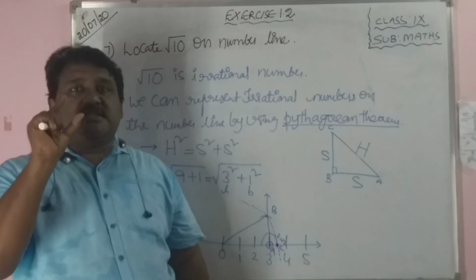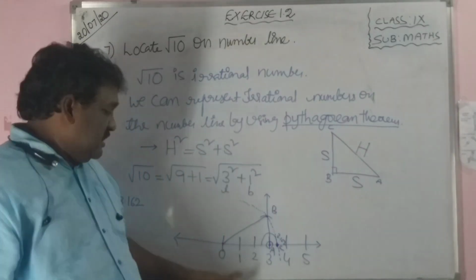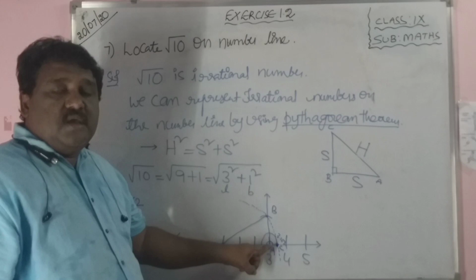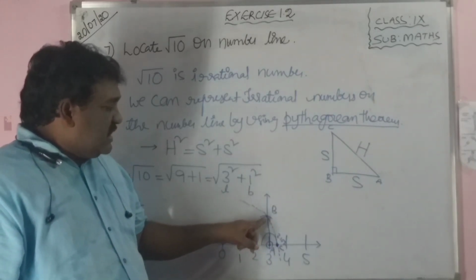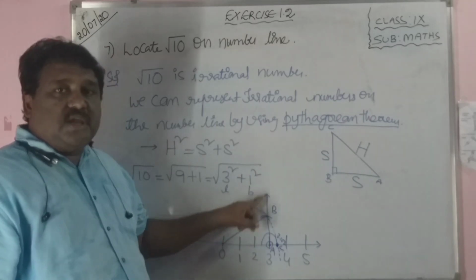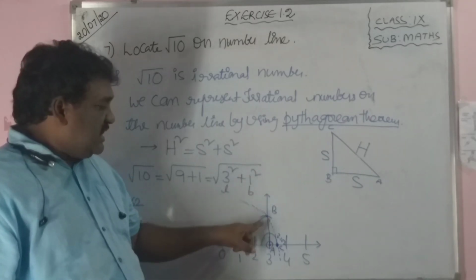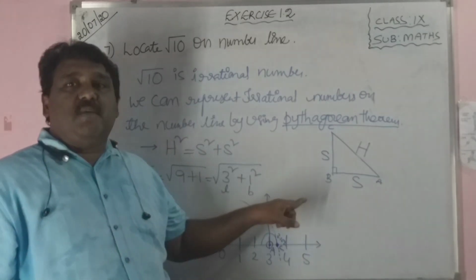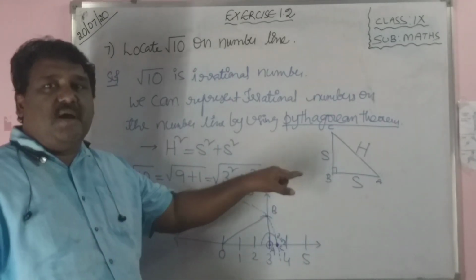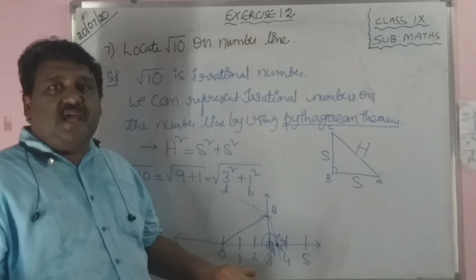Be ready with the compass. With A as center and 1 centimeter radius, draw an arc. It cuts the 90 degree ray at B. That point is B. Join O comma B. It is a right angle triangle.